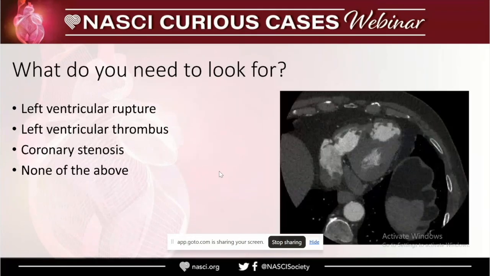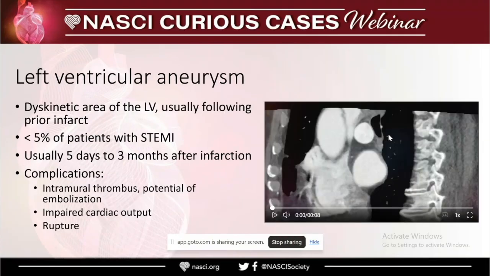But anyway, you can see that this area is again bulging, and it looks different from the rest of the myocardium. It looks like a sac of contrast with thin myocardium. And you have to look for a thrombus anywhere inside, but we don't see one in this case.